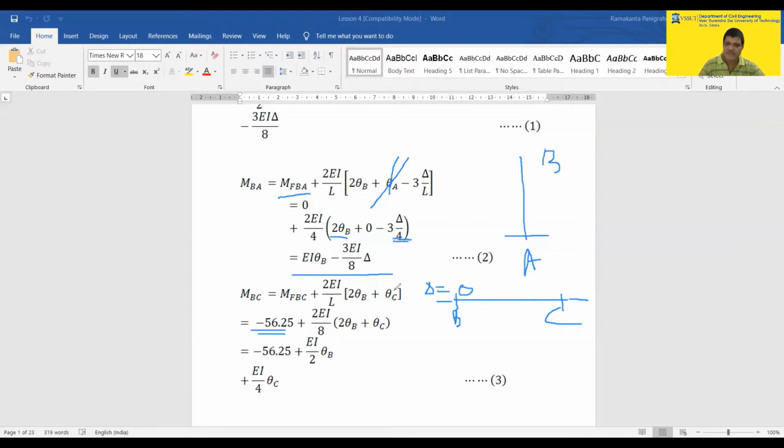So there will be theta B and theta C. So put the equation, it will come minus 56.25 plus EI theta B by 2 plus EI theta C by 2. Now let us go to the next value.